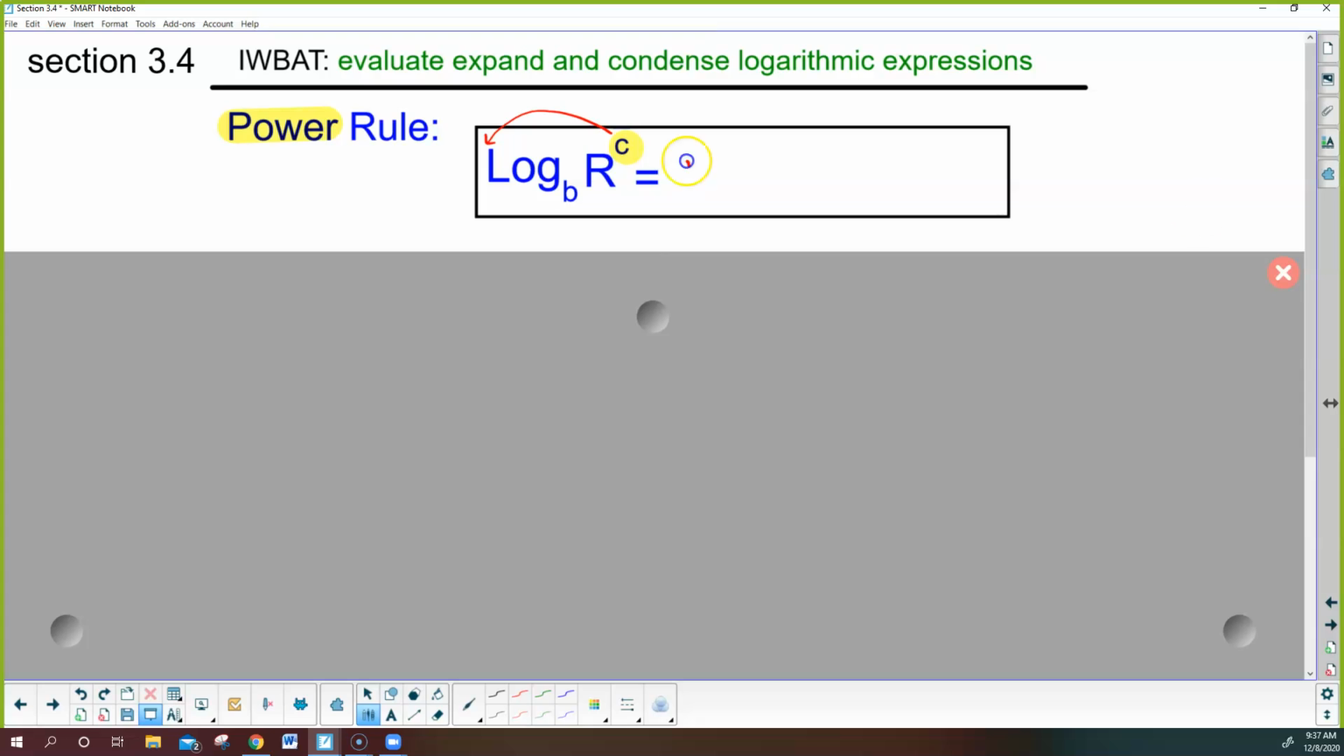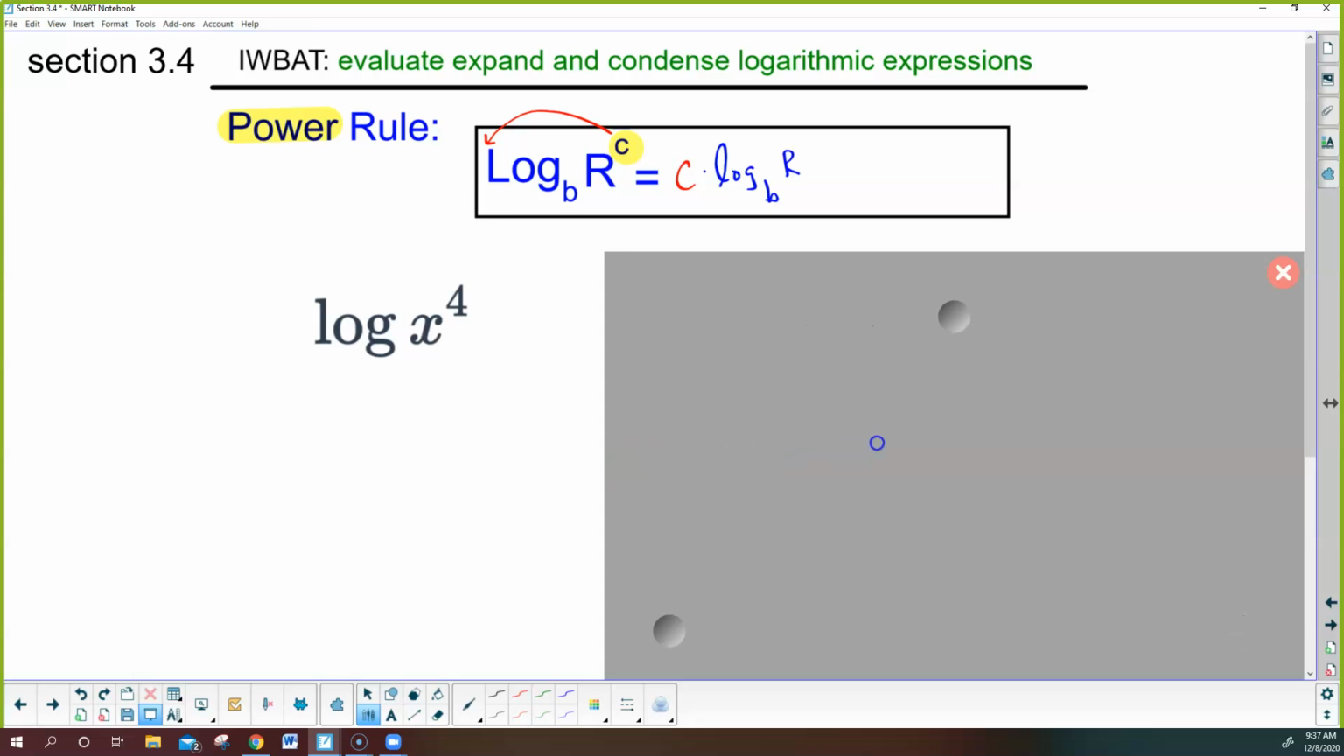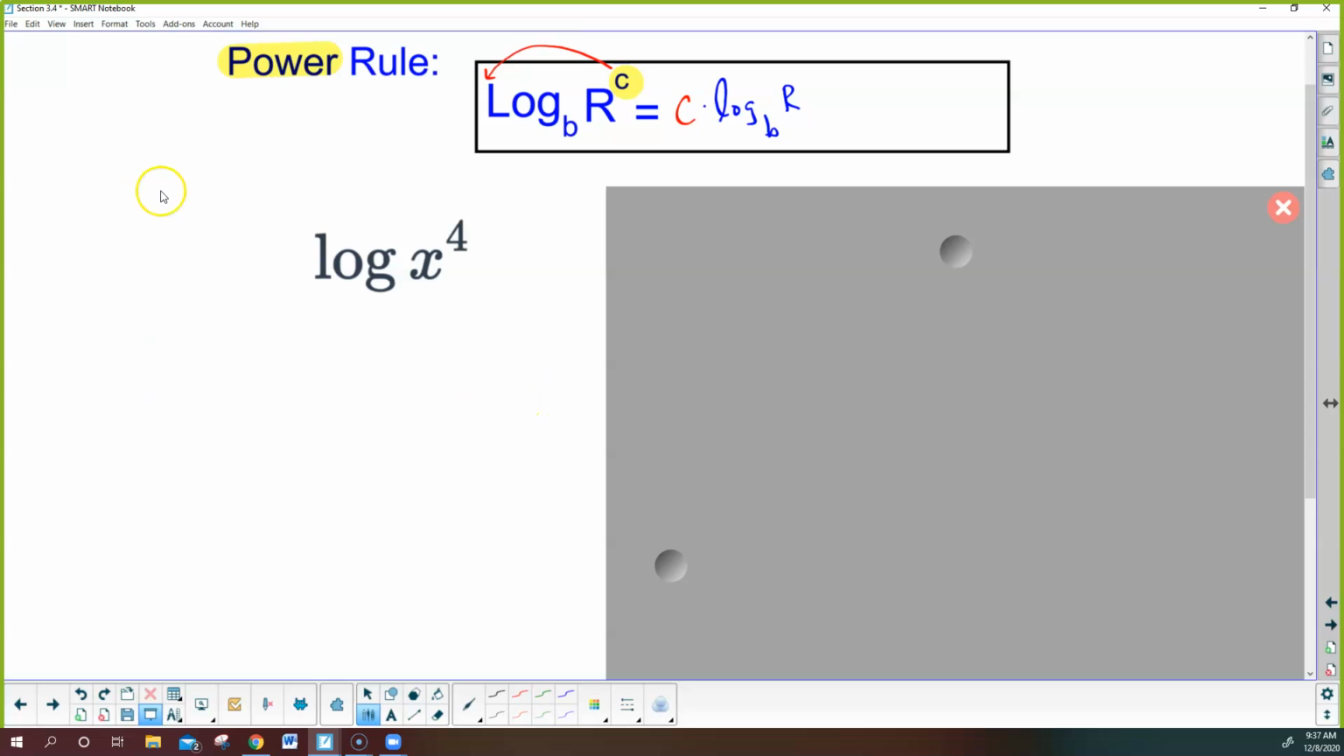as a multiplier. So the c is going to come down, and then we'll be able to just multiply it by the log of base b of r. So anytime you see an exponent in a log or natural log, the power can come down right out in front. And that might not make a ton of sense until we get into some problems. So we're going to look at this first example here.